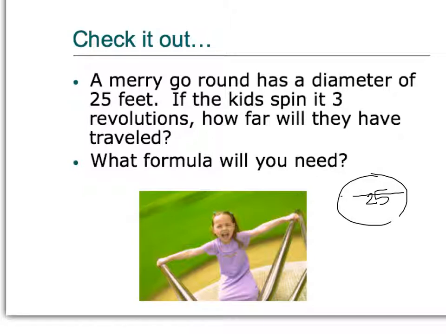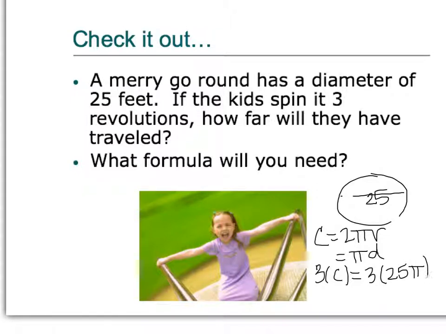We'll need the circumference, and then once we find that, we multiply it by 3, and we figure out the distance she traveled on it. So what we'll need is the circumference, which is 2 pi r, and another way to write that is pi times d, where d is the diameter. And then, in this situation, we multiply 3 times our circumference, which is 3 times 25 pi. So she traveled 75 pi. That's the distance that she traveled.